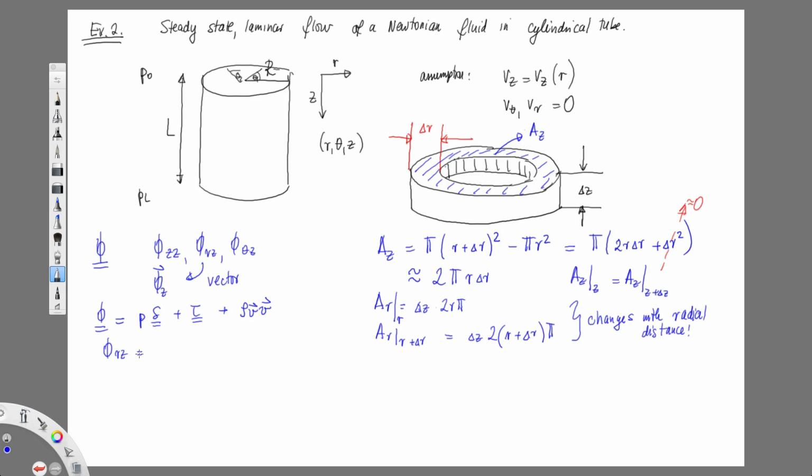So then likewise, my phi RZ. I'm not going to look at phi theta Z because I'm ignoring theta altogether. Nothing is changing in theta, and I don't have a theta surface in my little shell. The way I drew it, there are no theta planes. So my phi RZ is what? Do I have the pressure component? Shear? No. So I have only tau RZ plus rho VR VZ. Good news is we assumed VR is 0. So that is equal to tau RZ.